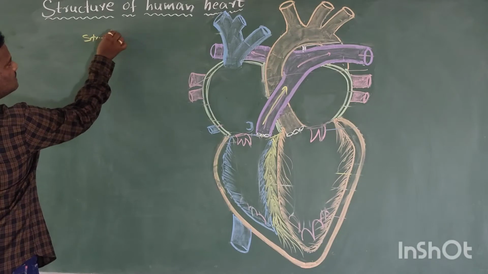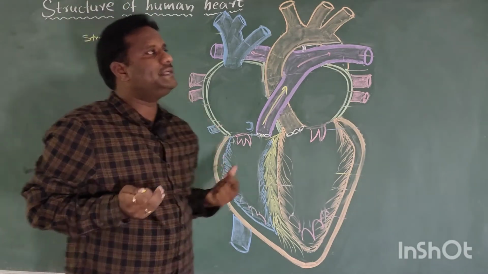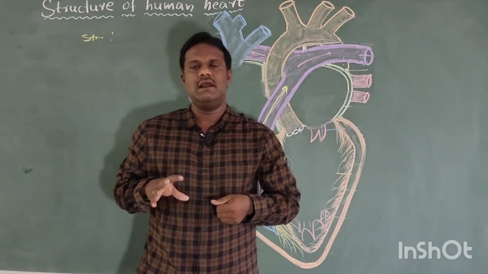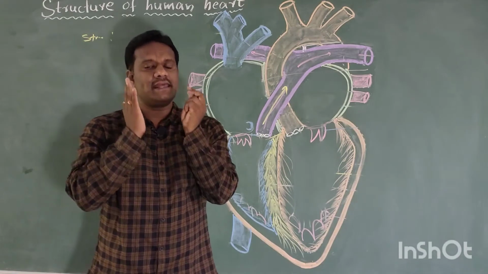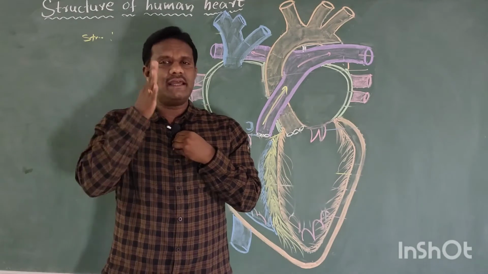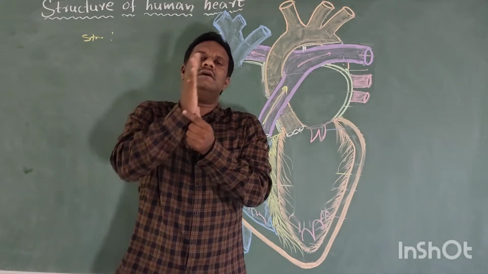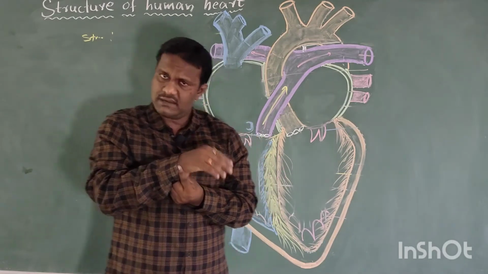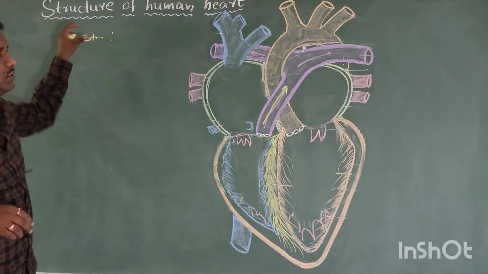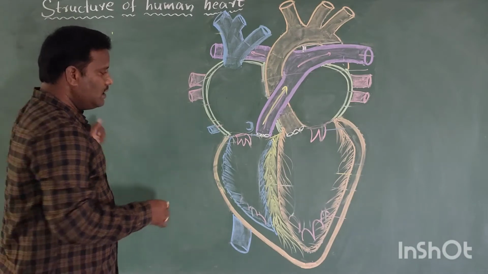In this structure, first, where is the heart located? In our body, the heart is located mainly in the thorax region, in a cavity called the mediastinum. In that mediastinum, the upper region of the heart is slightly curved to the left side. Clear? Each heart is divided into 4 chambers, and the heart is covered with 2 layers.